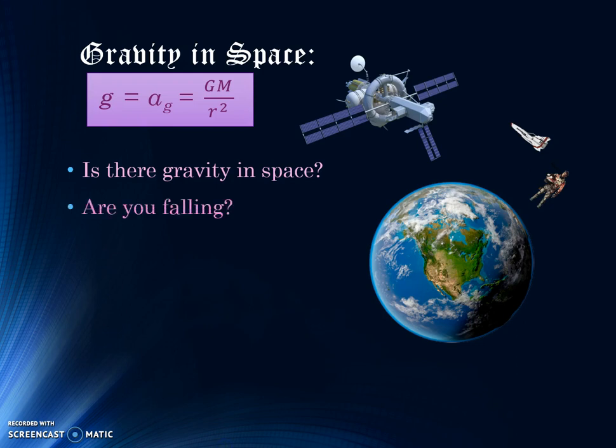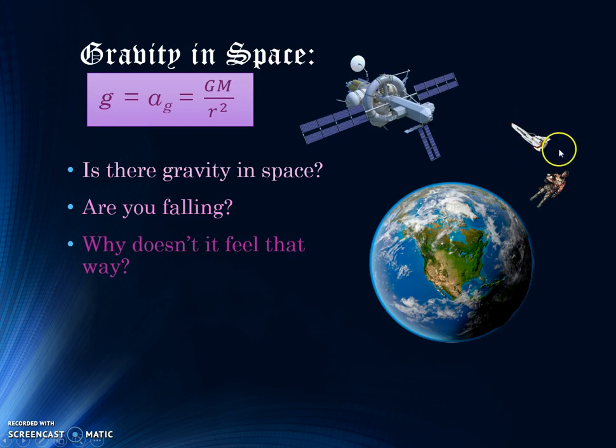Next question. Are you falling? Look at your number. Don't shoot from the hip. Look at your number. Are you falling? Yes! You are falling at 8.8 meters per second squared. End of discussion. Does it feel like you're falling? No, it doesn't feel like you're falling. Why not? Well, we've been doing the problem so far for the space station.